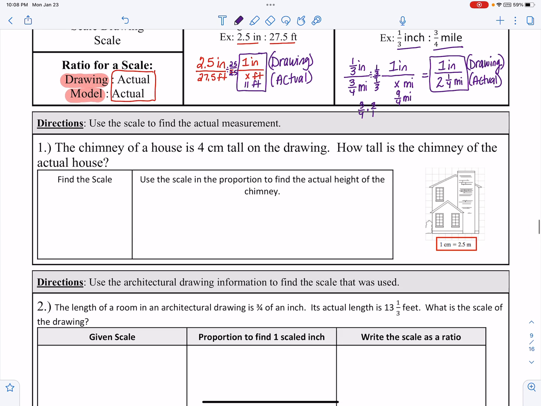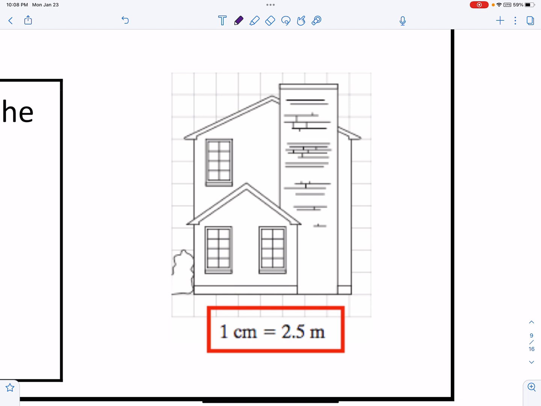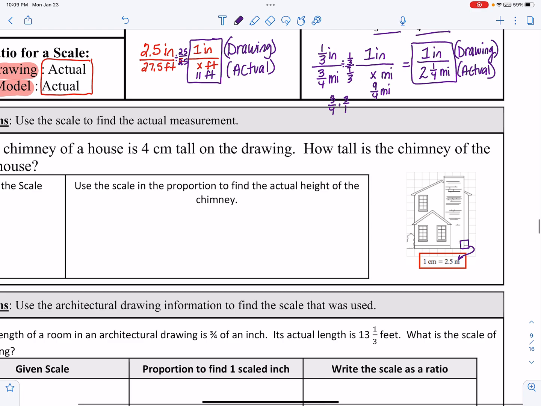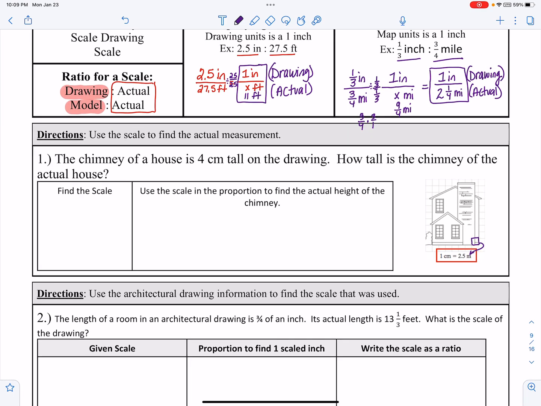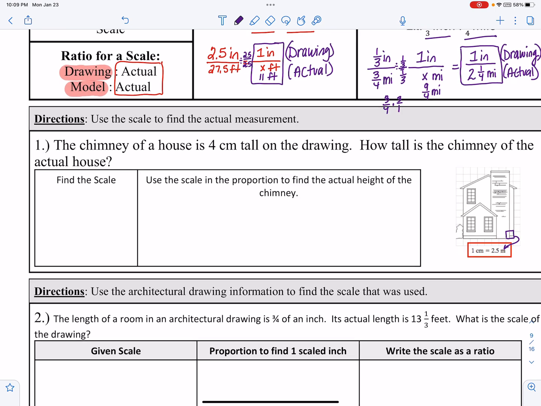All right, so let's go ahead and use that same understanding to find some actual measurements based on a blueprint. Okay, so my blueprint over here, you can see they're saying for 1 centimeter, this is actually 2.5 meters in real life, okay? And so our scale, we're going to do the small thing first, the drawing or the model. So our scale is 1 centimeter is 2.5 meters in real life, okay?